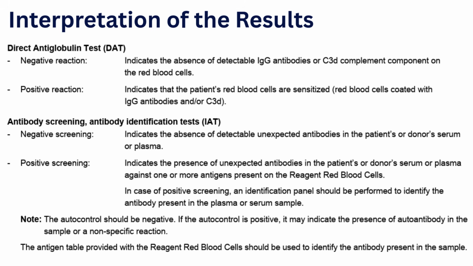How about your IAT? For your IAT, a negative screening indicates the absence of detectable unexpected antibodies in the patient's or donor's serum or plasma. A positive screening indicates the presence of unexpected antibodies in the patient's or donor's serum or plasma against one or more antigens present on the reagent red blood cells. So in case of positive screening, an identification panel should be done. So this is the next topic, okay, the screening and antibody identification.